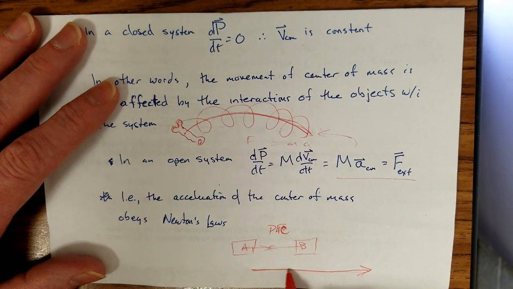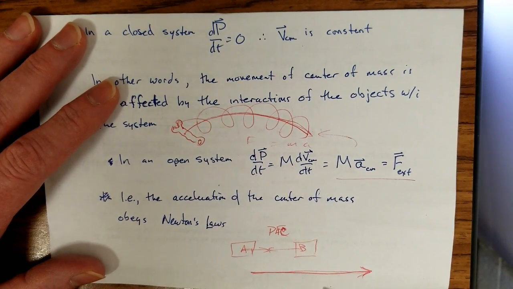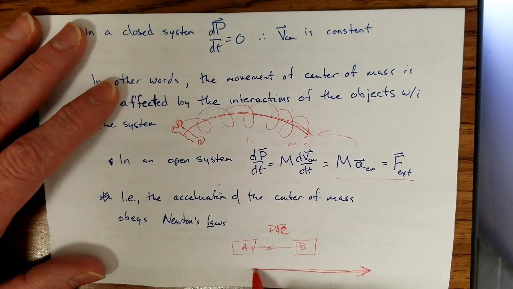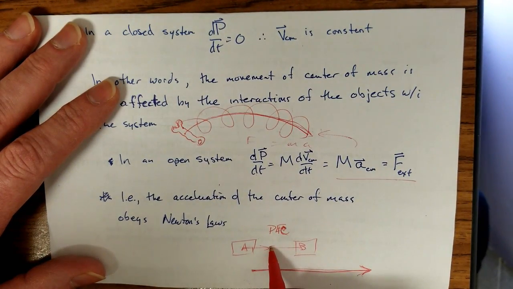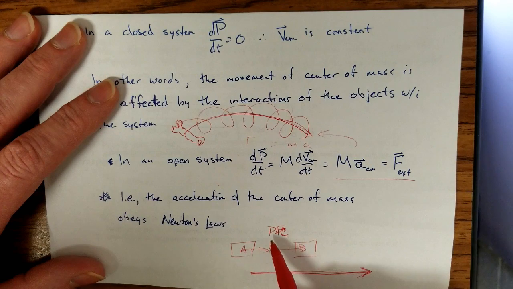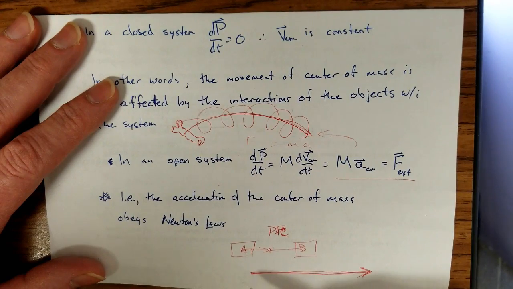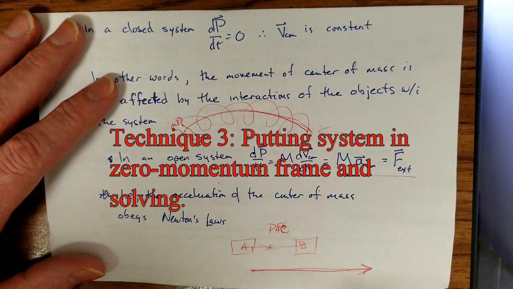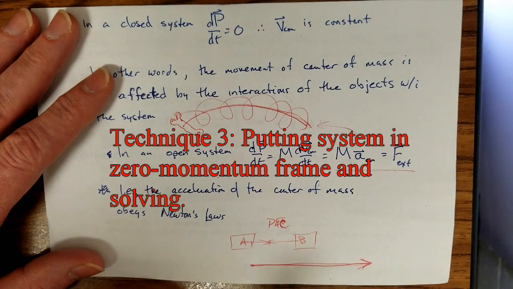And so the zero momentum frame would be the one in which you're traveling at the same velocity as the center of mass, which is why the perfectly inelastic collision solution is how fast you need to go if you're doing what I generally term technique 3 for solving the perfectly elastic collision.